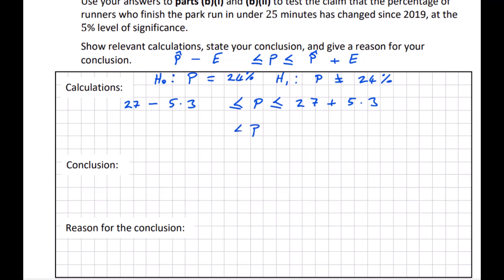So our population proportion then is, when you take 5.3 from 27, you get 21.7%. And then when you add 5.3 to 27, you get 32.3%. So this is our confidence interval. So what's our conclusion then? Well, our null hypothesis was that the population proportion of runners who completed the park run in under 25 minutes is 24%. So 24% is between 21.7 and 32.3. It is within our confidence interval.